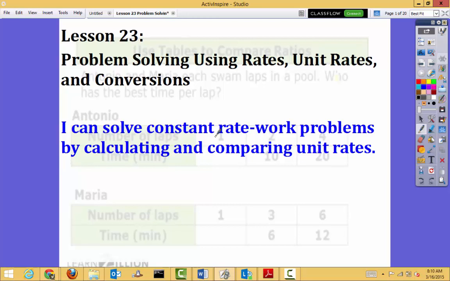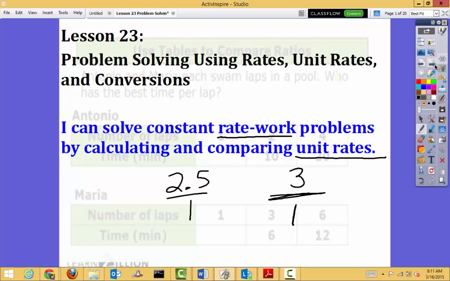So what do we notice here? Well, I'm going to be finding those unit rates again, where one of my numbers in my fraction, mainly my denominator, is a 1. The top number tells me how fast or how long I'm doing something, or how much something costs. So here we're going to be calculating, solving, and comparing. We might have two unit rates, and we need to compare them, or discuss how they're related or how they're different. Also notice this is a rate work problem, so that's going to be our new term.